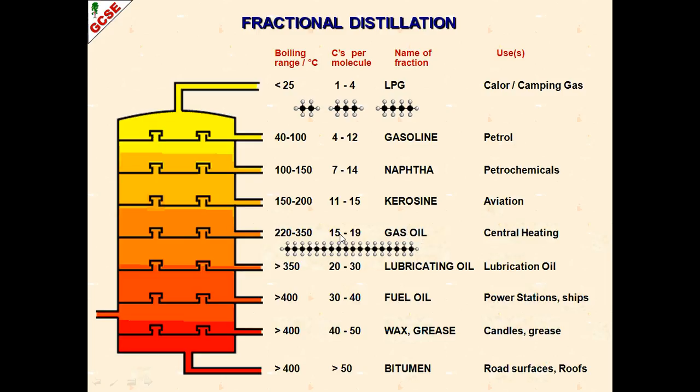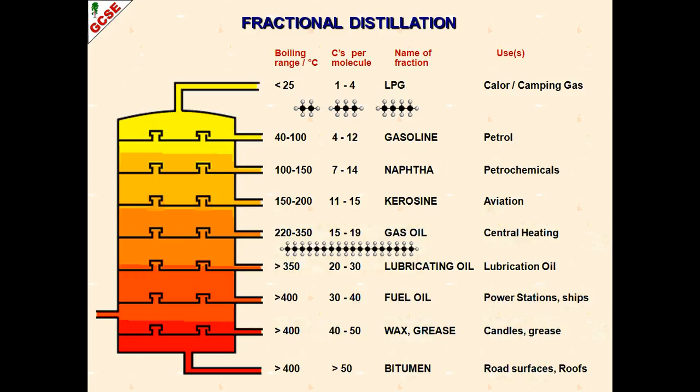Gas oil is 15 to 19, the temperature increases, and here is central heating. At 350, it is 20 to 30 carbons, lubricating oil 30 to 40, fuel oil 40 to 50, waxes and grease, candles are made from them, and above 50, if the number of carbons is increasing, the boiling point also increases. The boiling point is above 400 for bitumen, used for road surfaces and roofs. So these are different fractions, with different uses, numbers of carbons, and names.